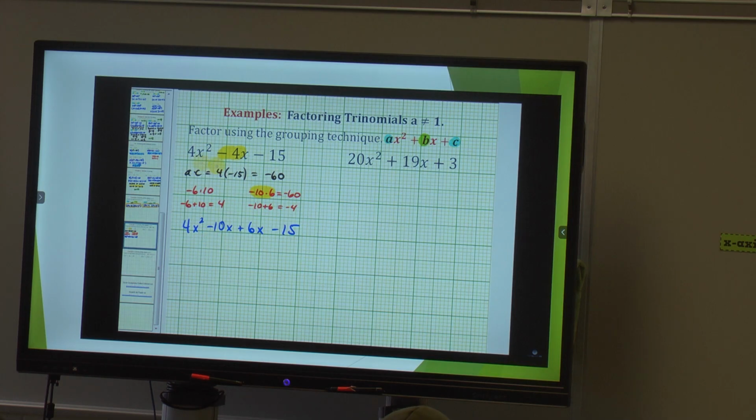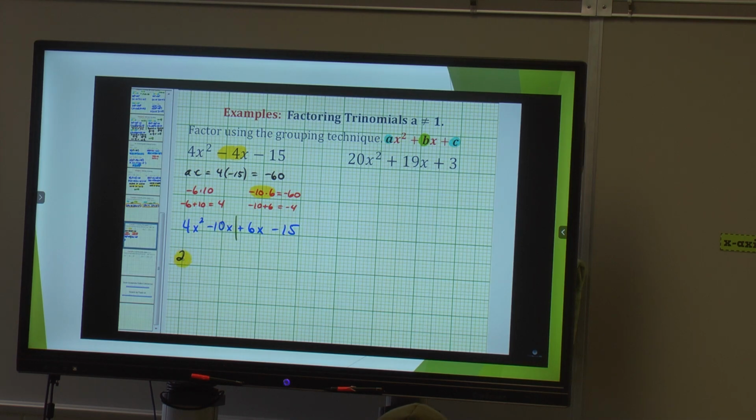Again, notice now we haven't changed the term, we just broke it up into a sum. Negative 4x is equal to negative 10x plus 6x. If you happen to write 6x minus 10x, it's not going to change the end result. But now that we have 4 terms, we'll factor this using the grouping technique. So we'll divide this in half, and then we'll factor the left and right side separately, hoping for a common binomial factor. So the greatest common factor between 4x squared and 10x would be 2x.